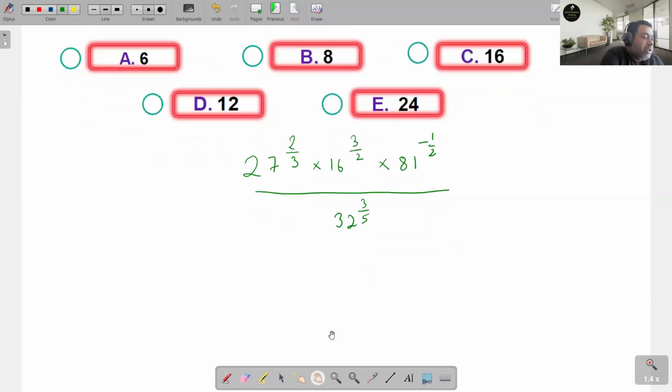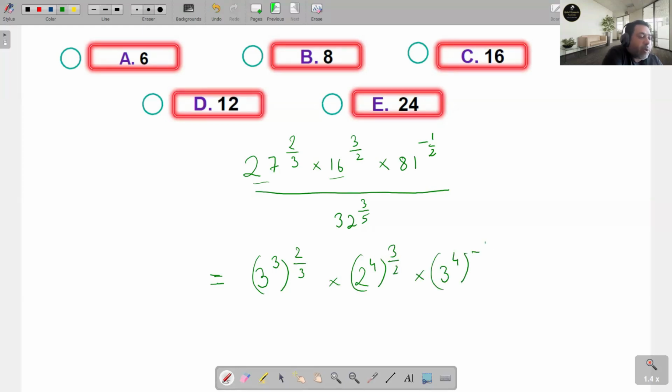After this, we are going to break this down, where we see that 27, 16, 81 and 32 are powers of 2s and 3s. So 27 is 3 cube raised to the power 2 by 3. 16 is 2 raised to the power 4, raised to the power 3 by 2. 81 is 3 raised to the power 4, raised to the power minus 1 by 2. And this is going to be divided by 32, which is 2 raised to the power 5, raised to the power 3 by 5.